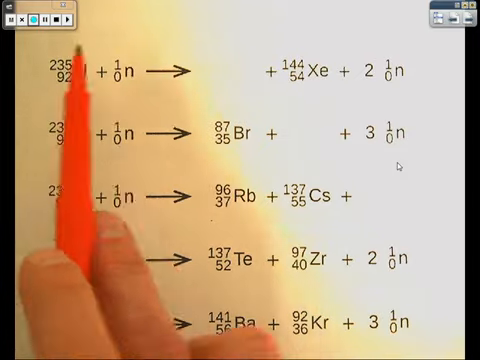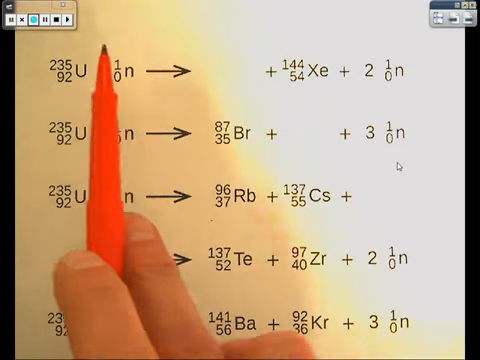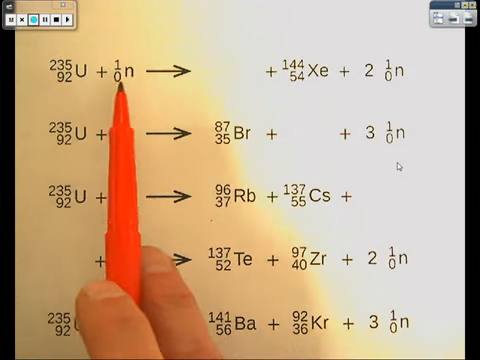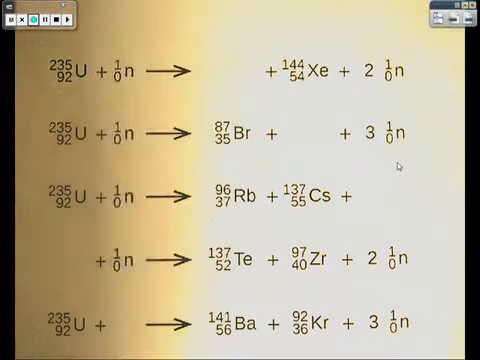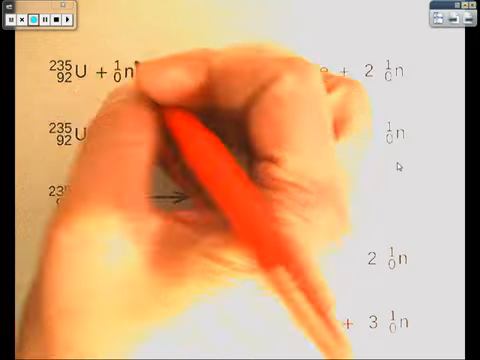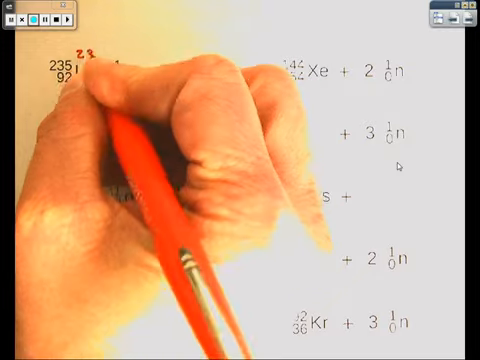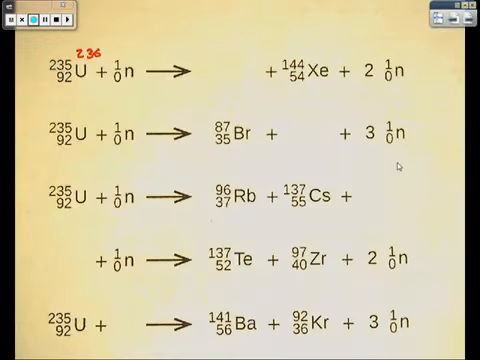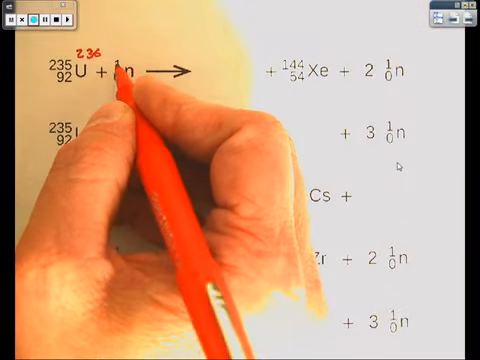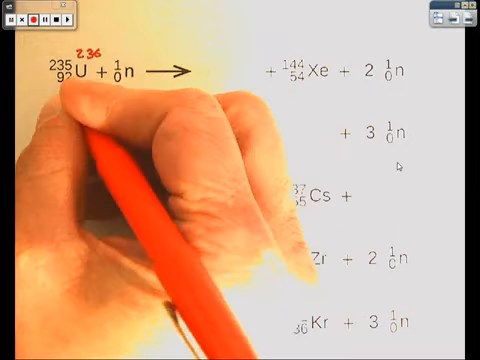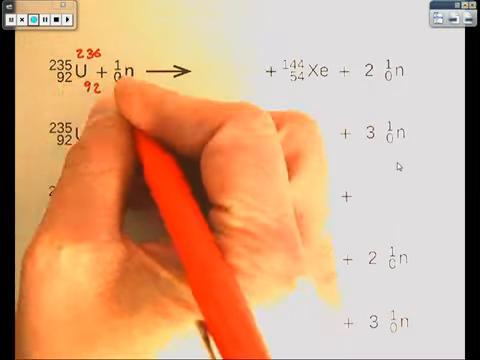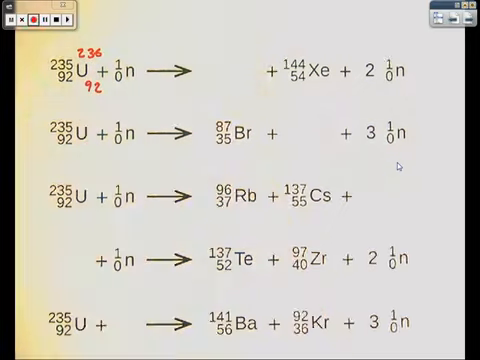We're going to start over here with the uranium-235 and the neutron, 10N being the abbreviation for neutron. What we're going to do is add our masses together. We get a total mass of 236 over here, 235 plus 1. Then we're going to add our atomic numbers together. It's a total of 92. 92 plus 0 gives us a total of 92.